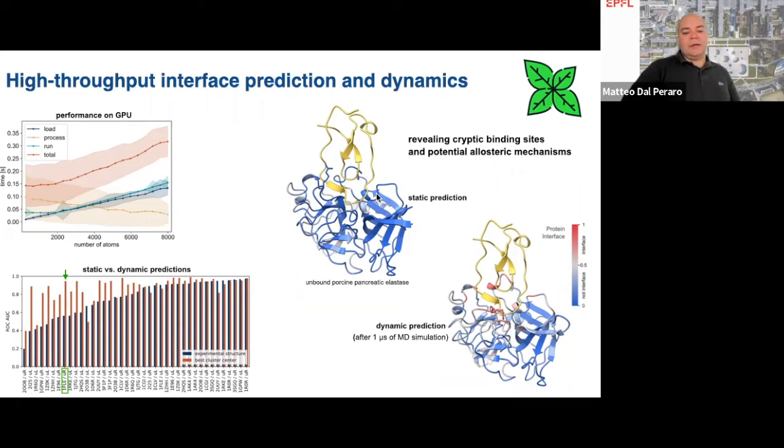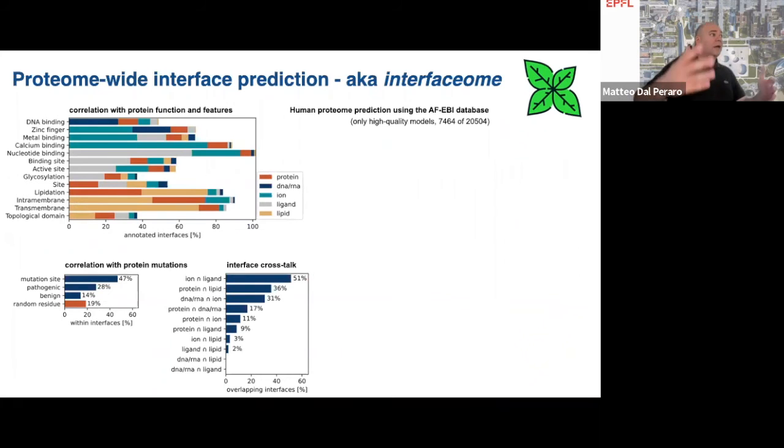Another nice consequence of the fact that the method is very fast is that we can also apply it at the proteome scale. This is an application where we are using the whole human proteome that we can get from the AlphaFold predictions in the database. We have pretty much 20,000 structures in the human proteome. Here we are just dealing with 7,000 of them, which in our view are the high quality models that we can gather. As I told you before, AlphaFold is not solving the whole problem.